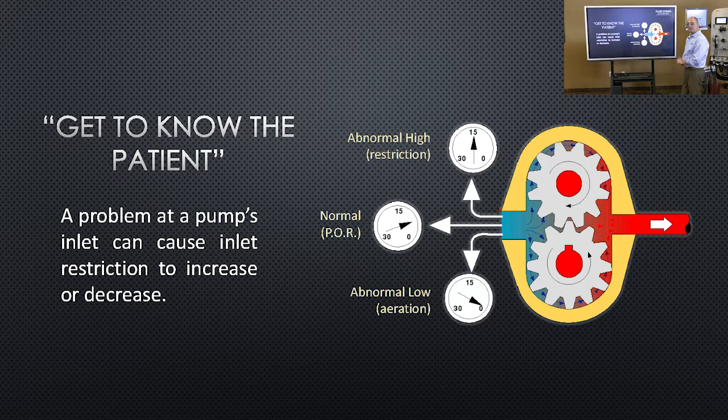A problem at a pump's inlet, the inlet side of a pump, can cause inlet restriction to do one of two things. It can either go up or it can go down. Up or down. In other words, if this is my point of reference, which again we've established in this case, 3 inches of mercury, anything above 3 is undesirable and anything below 3 is undesirable.